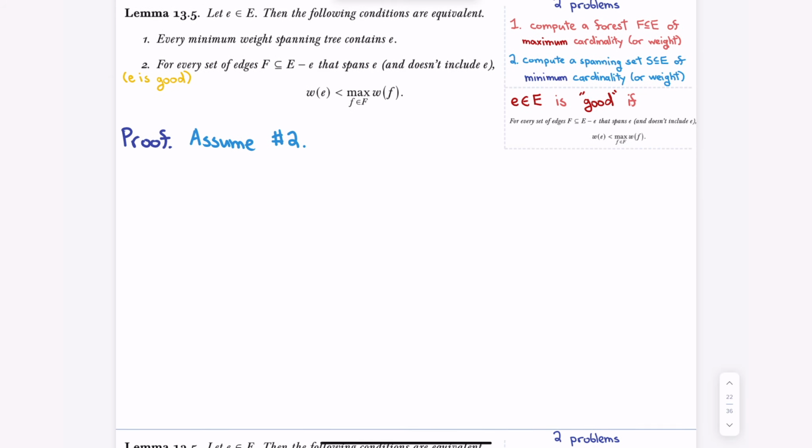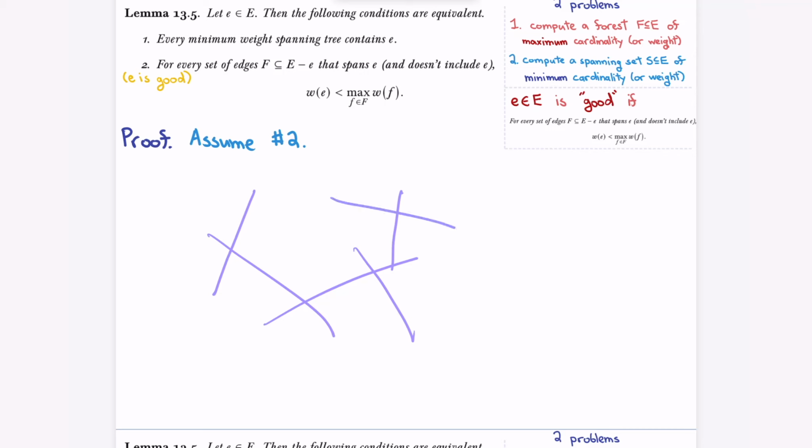Now let's go the other way. Suppose E is good. Then every minimum weight spanning tree must contain E. Yes. Well, you don't know that every minimum weight spanning tree contains E. You want to show that every minimum weight spanning tree contains E.